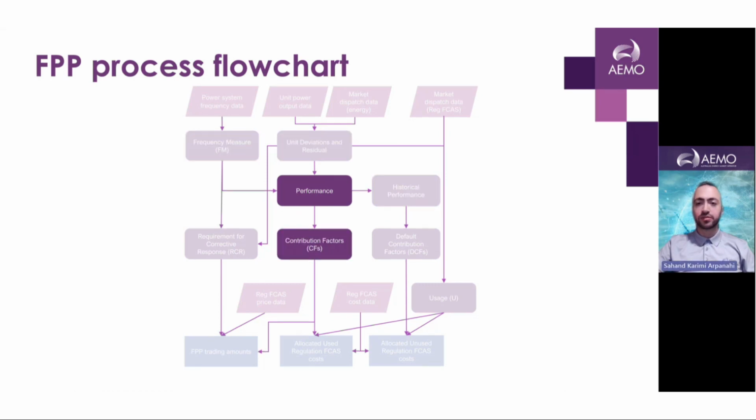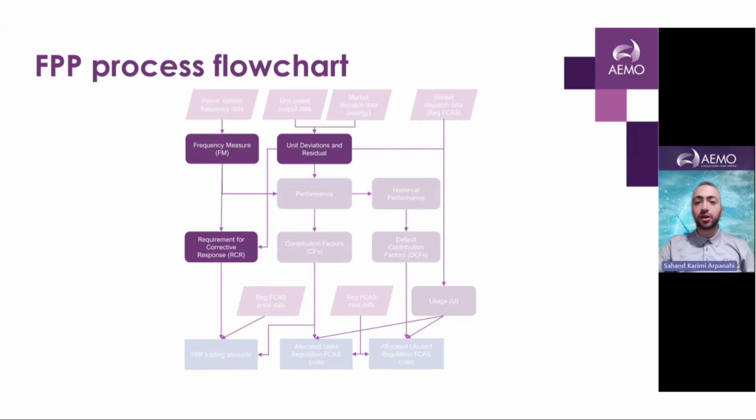We then normalize performance values of all units and calculate their contribution factors. Each contribution factor is a value between -1 and 1, with negative values indicating an unhelpful response and positive values a helpful one.